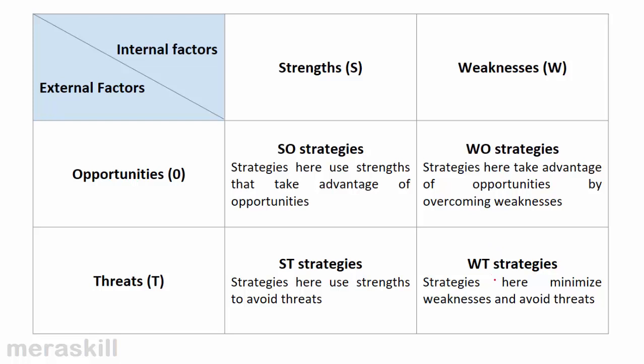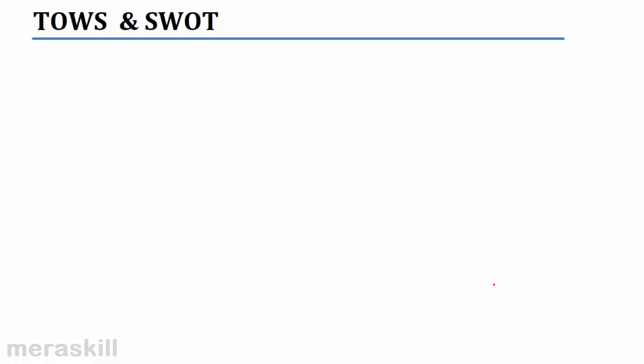Similarly, WT strategies here will minimize weakness and avoid the threats. Yes or no? Let us not get into this area. Let us find out the ways in which we avoid or minimize the threats. If it's possible, we overcome or minimize the weaknesses. Is it clear, students? This is how the TOWS can work. It is nothing but a SWOT analysis which tries to make more effective use of the SWOT analysis in formulating strategies. Is there a difference between the two?